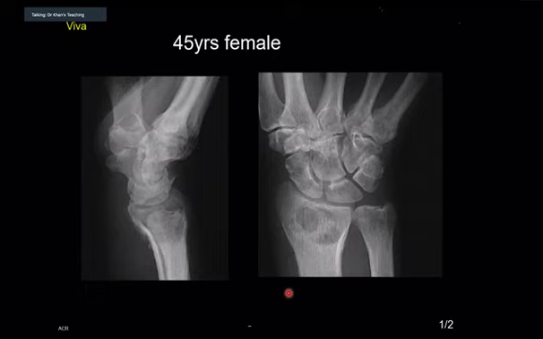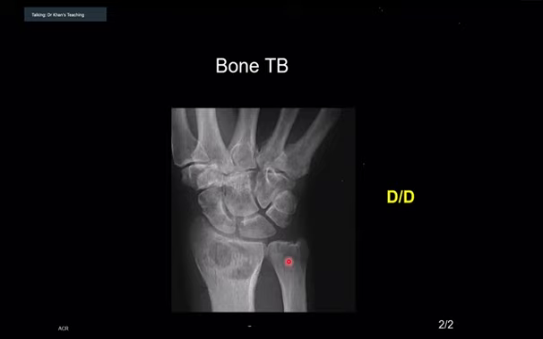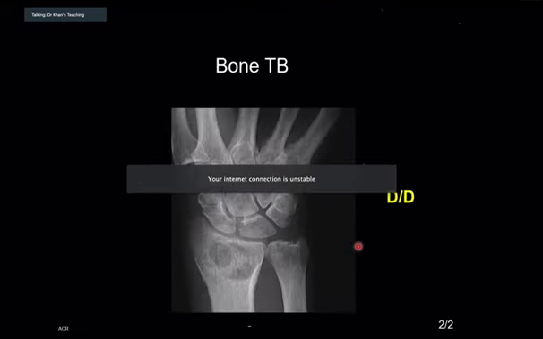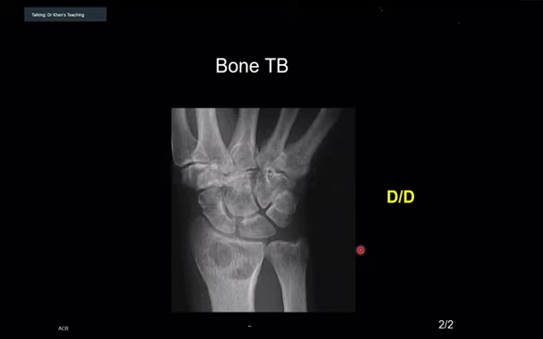I wanted to show you a differential here, which is what we call subarticular lucent bone lesion. Subarticular lucent bone lesion is in your Chapman. Yeah. And this is extremely important for your exam. And there are primary bone tumors, and both of them will come in the exam.